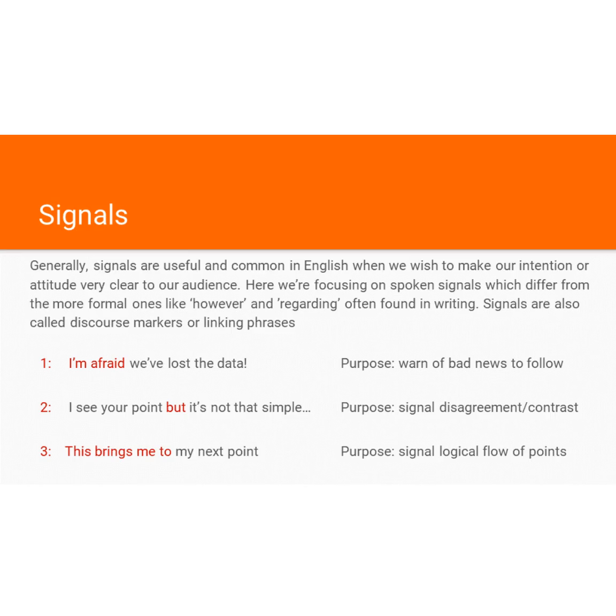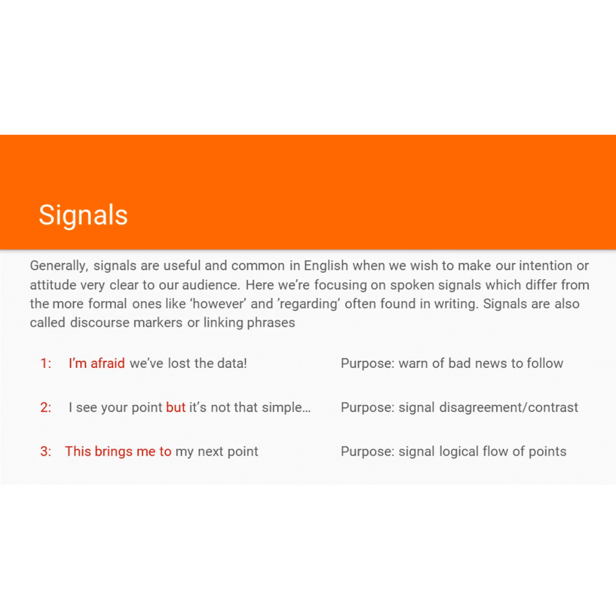So here I speak generally about signaling. In the next lesson that you will continue on to, I will go into more detail about different signals and how useful they can be for fluency in particular. Generally, signals are useful and common in English when we wish to make our intention or attitude very clear to our audience. Here we're focusing more on spoken signals, which differ from the more formal ones like however and regarding, often found in writing. Signals are also called discourse markers or linking phrases.